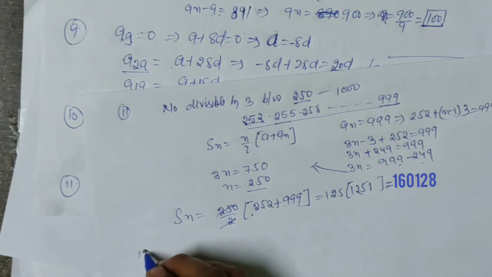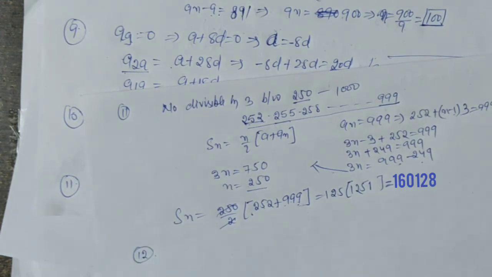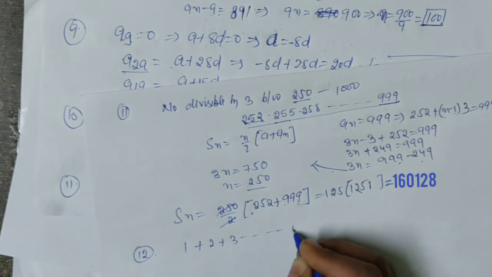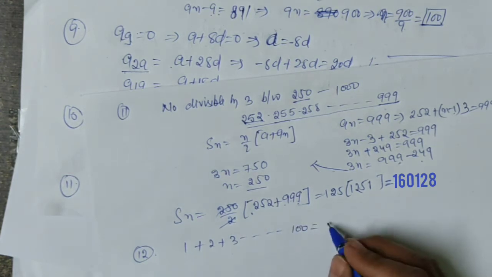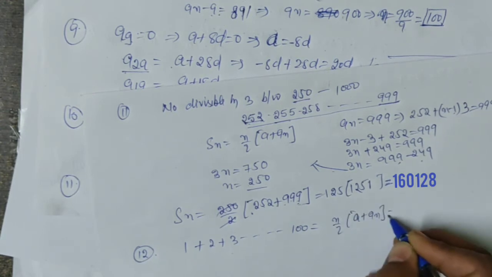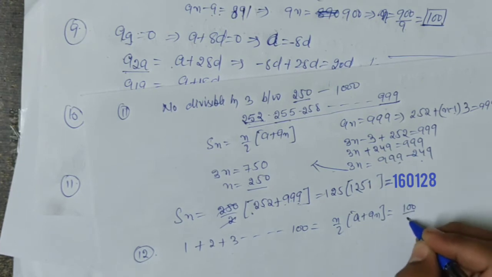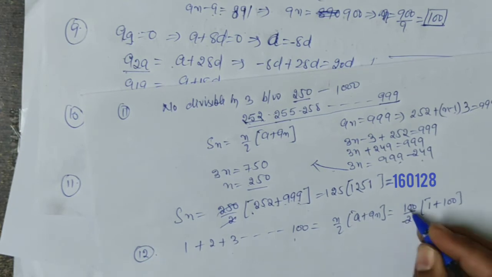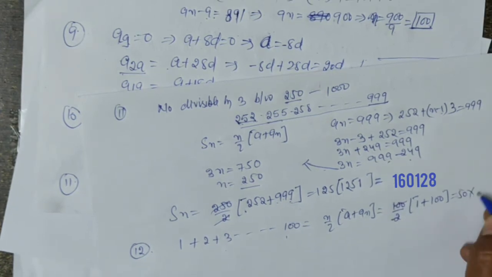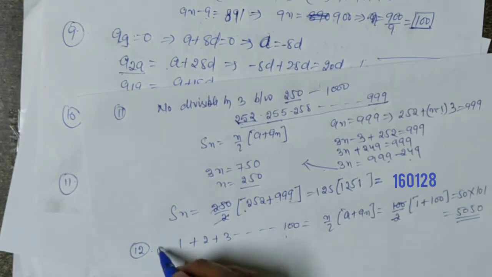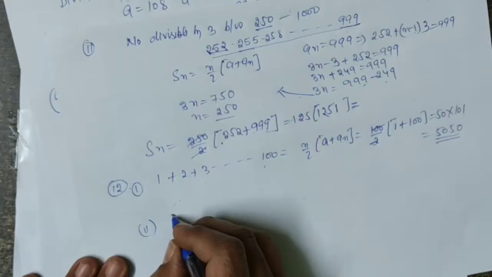Okay. Now, 12th question. Find the sum of the first hundred natural numbers. Okay. 1, 2, 3, ..., 100. How to find it, beta? It's simply n by 2 into (a plus an). Tell me, what is a? The total number of terms is 100. What is a? 1. And the last is 100. It is 50 into 101, that is 5050.